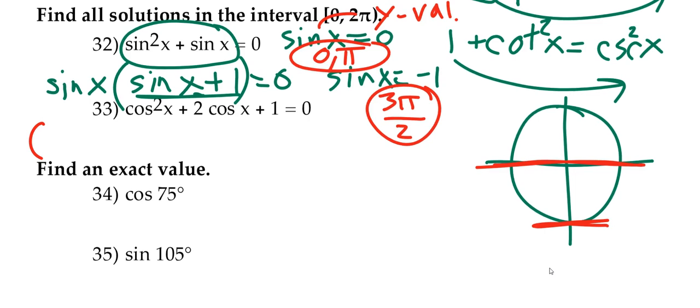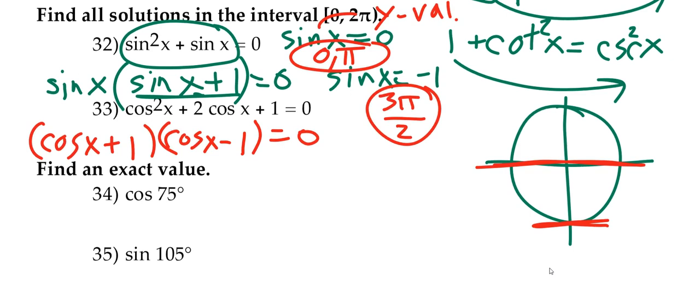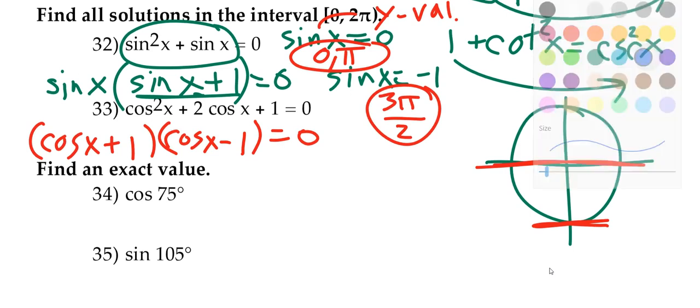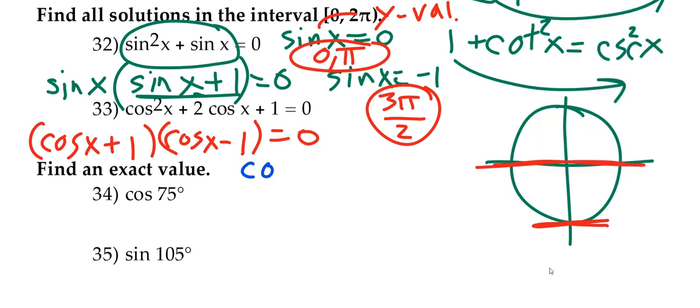Got to factor the next one. What does this break up into? A mess? No, folks, we know how to factor quadratics. We've done this before. Cosine x plus 1 and cosine x minus 1. Yep, been down that road before. So we got cosine x equals negative 1 and cosine x equals positive 1.